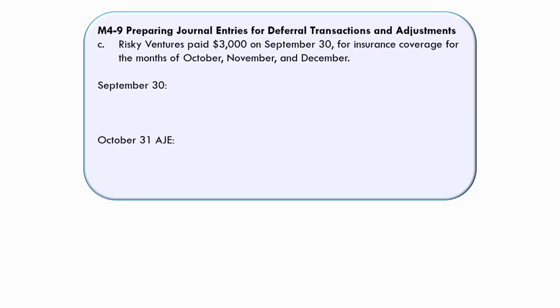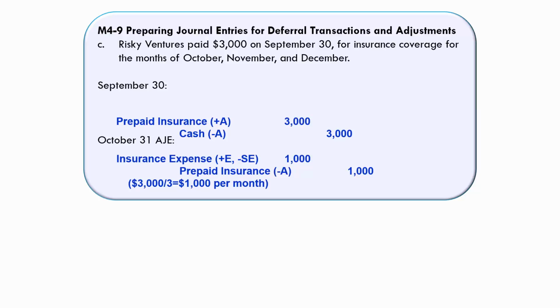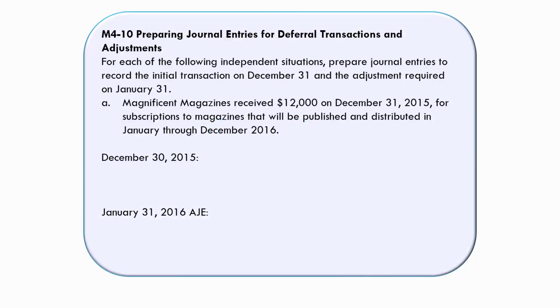Risky Ventures paid $3,000 on September 30th for insurance coverage for 3 months. Well, 1/3 of that, one of those months passes, they record it as expense and remove their prepaid.